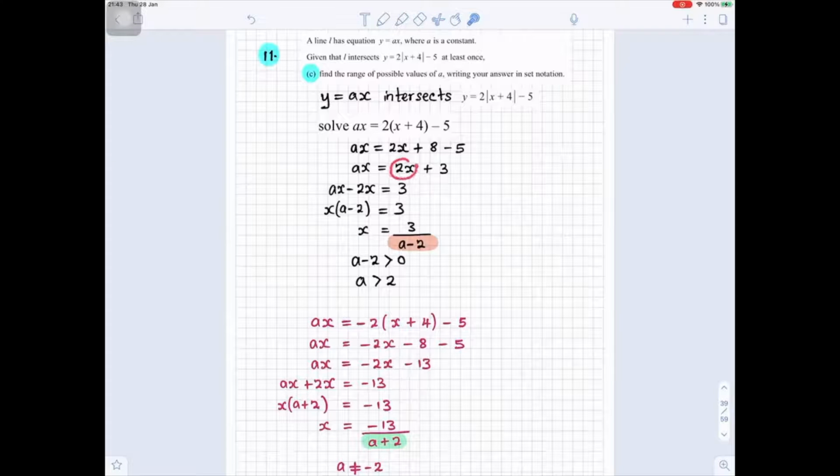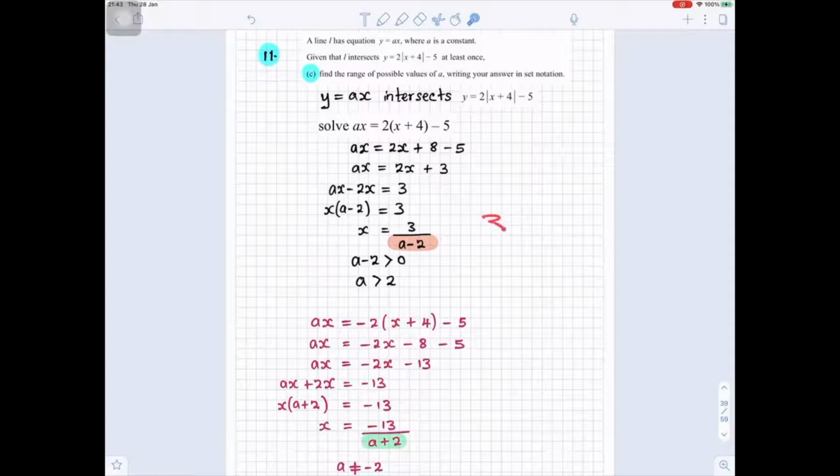Now you take 2x to the left. It becomes -2x. So ax minus 2x equals 3. X is common, so you take x out of the bracket. You're left with a minus 2, and it's times a minus 2. You take it to the right, it becomes divided by a minus 2. So x is 3 divided by a minus 2.